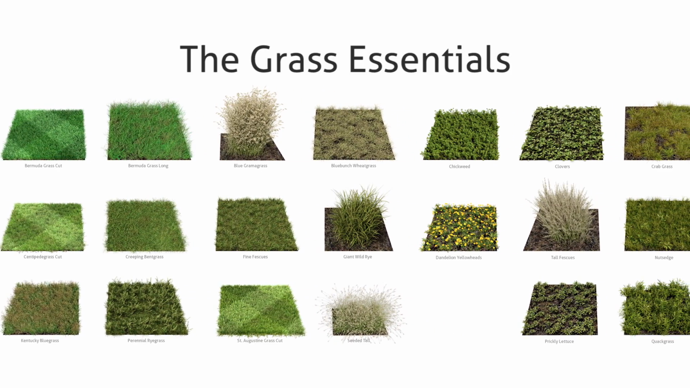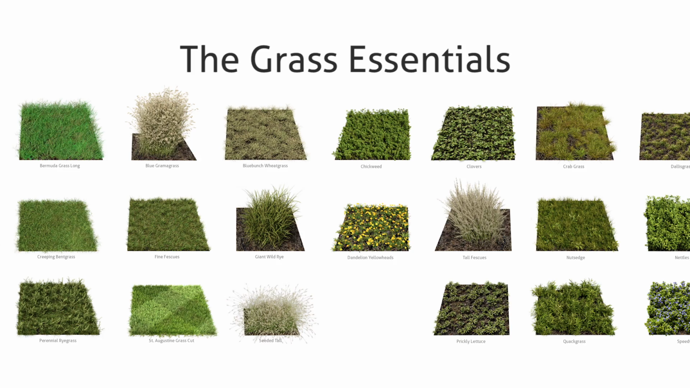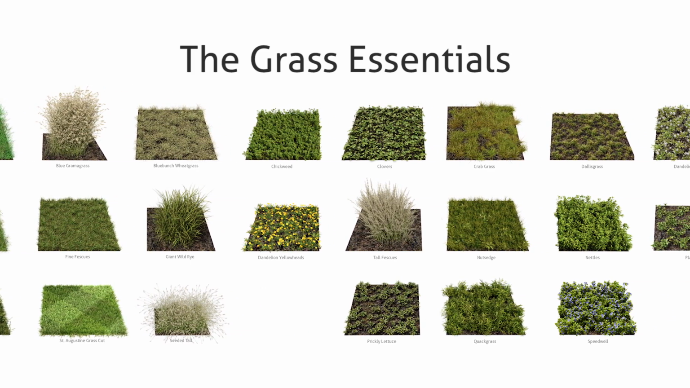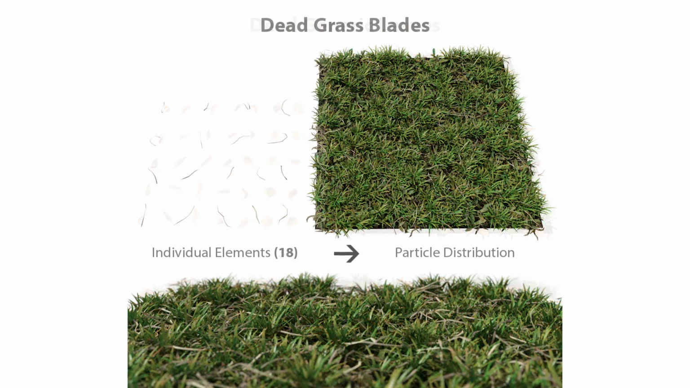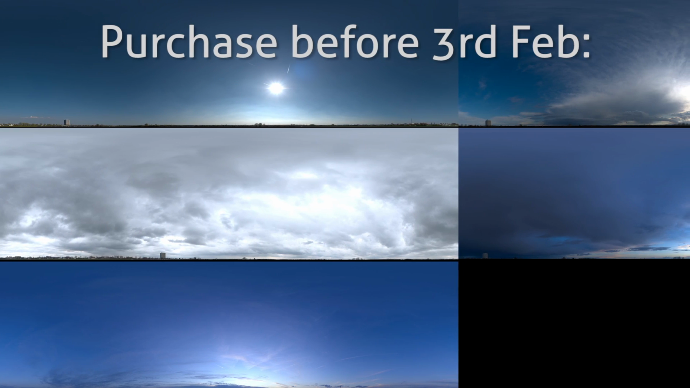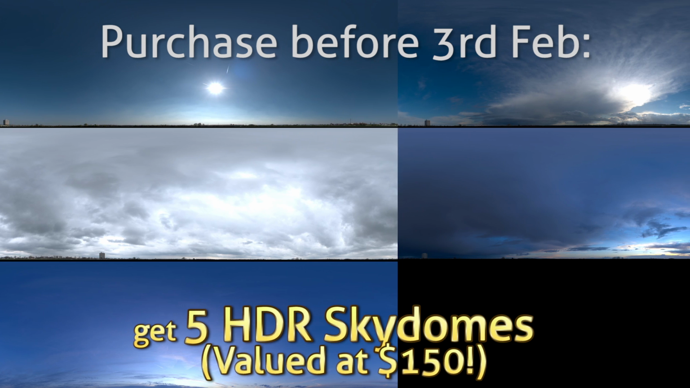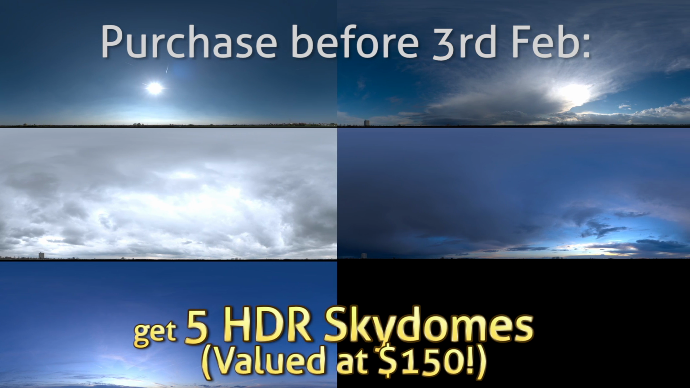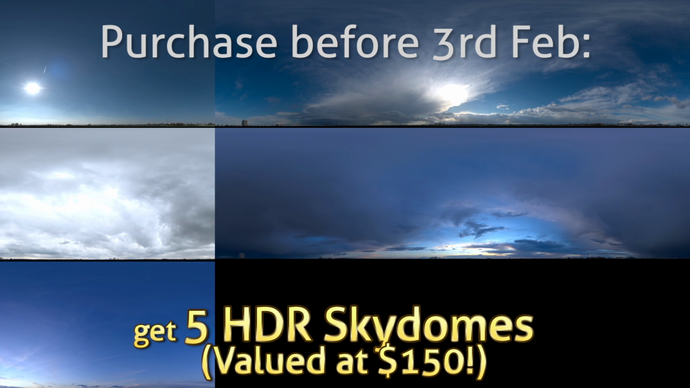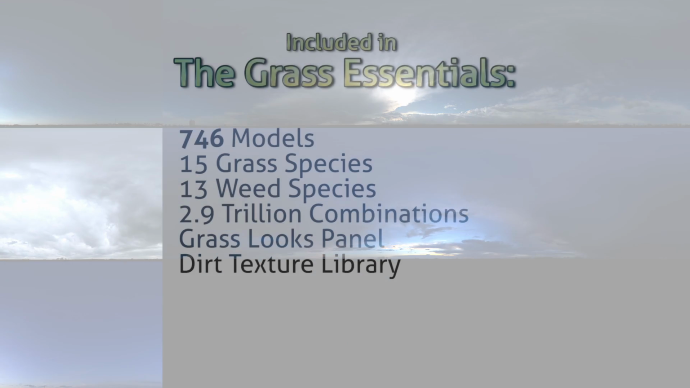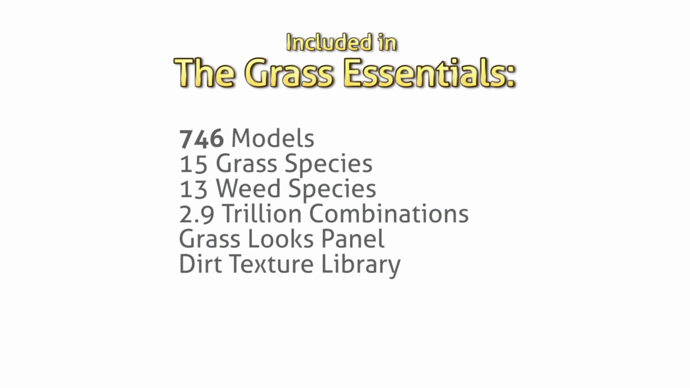A pack of physically modeled grass and weeds with easy to use controls for creating the exact type of grass that you want. There's even more bonuses that I haven't mentioned, like an entire library of seamless dirt textures, a dead leaf pack, dead grass blades, and as a special gift to the early adopters, if you purchase this in the opening week, you'll get an exclusive bonus of 5 professionally photographed HDR sky domes valued at $150. So you can have photorealistic environment lighting to light your grass scenes. All of this is included in the Grass Essentials. It's everything you need to get photorealistic grass in Blender.